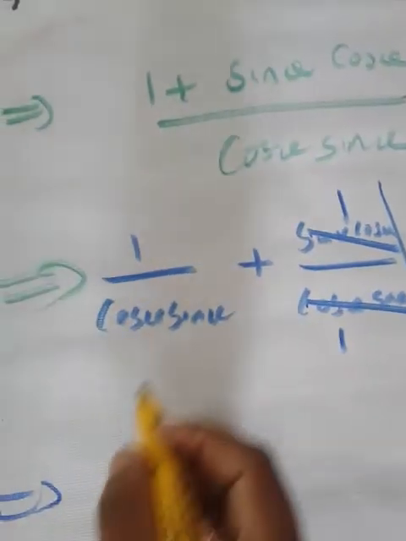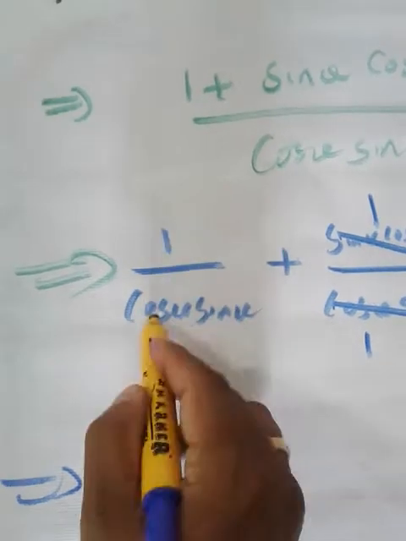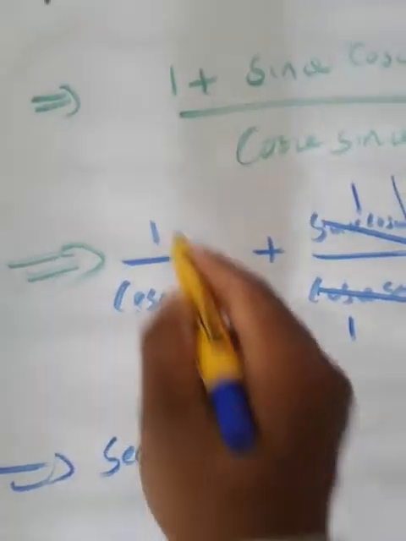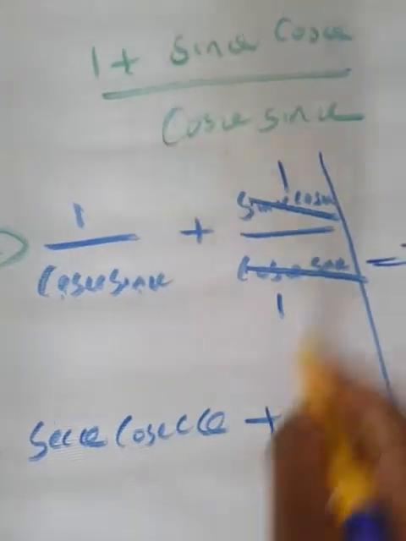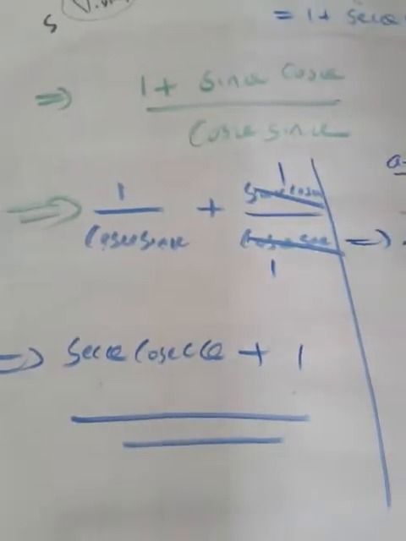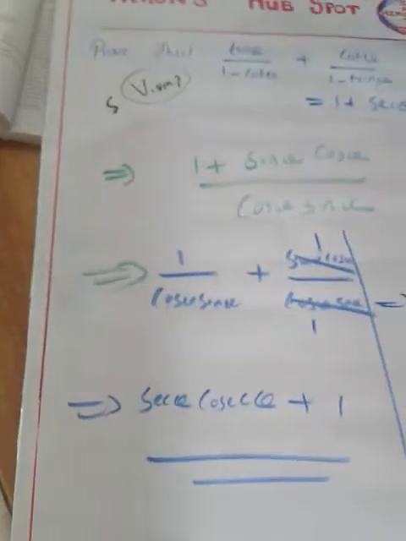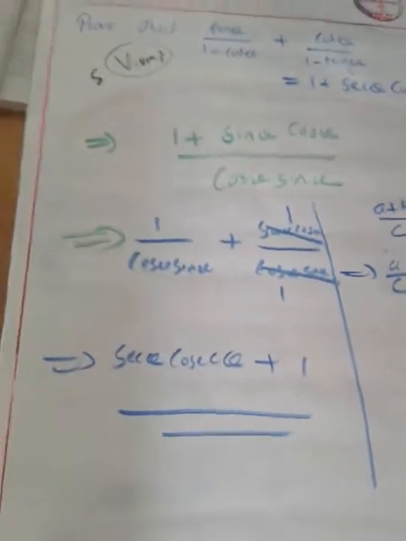So we will get 1. What is 1 by cos theta? Sec theta. What is 1 by sin theta? Cosec theta. Plus 1. See, 1 plus sec theta cosec theta. So we reached the destination after a long journey, isn't it?